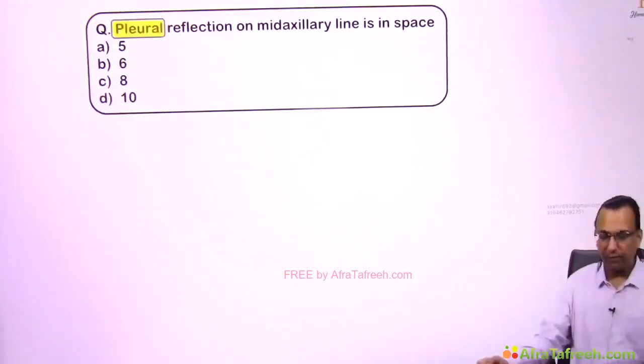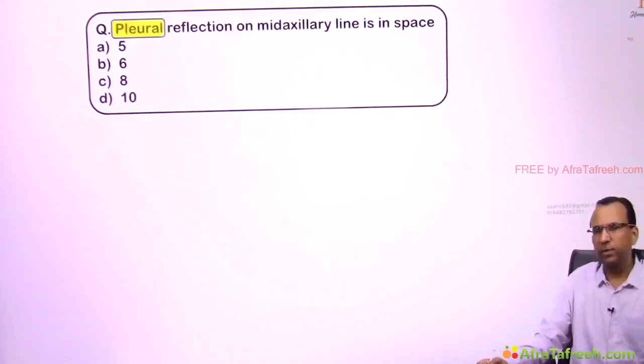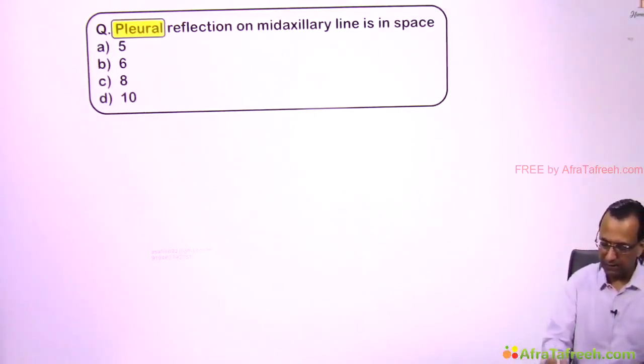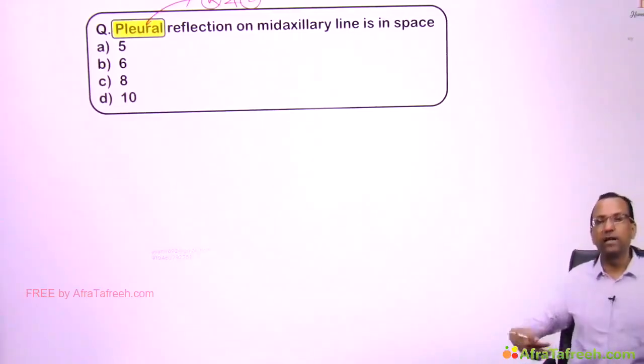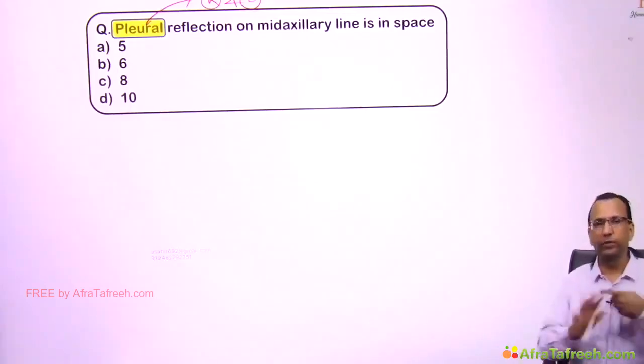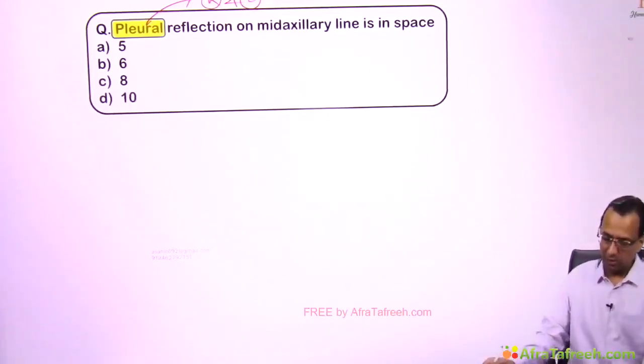It is asking pleural reflection in the mid-axillary line. Your obvious question now will be right or left pleura. But it does not matter if it is pleura. Right and left pleura are having same marking, so it doesn't matter. Maybe there is right pleura or left pleura. Pleura does not differ.